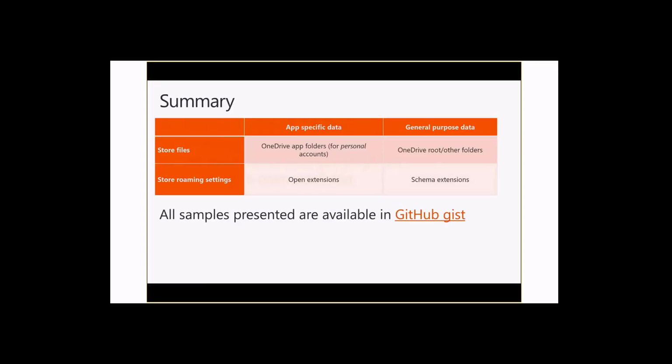So again, in summary, there are a couple of different mechanisms for storing custom data. If you're storing files, we recommend using the OneDrive or SharePoint APIs. If you're storing app-specific data for personal accounts, we recommend using app folders, and open extensions for roaming settings. And if you want to store general purpose data that other apps might use, we recommend using schema extensions and traditional OneDrive and SharePoint scopes. All the samples I meant to present are available in the GitHub gist.